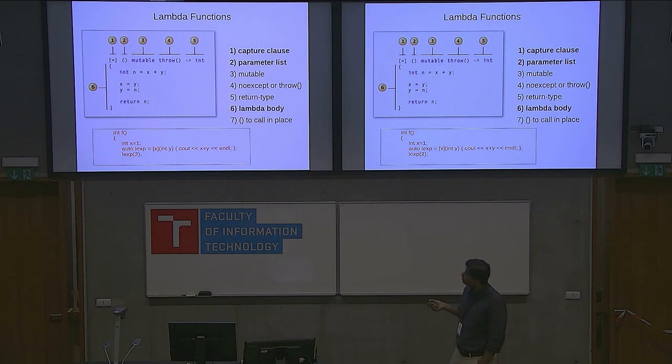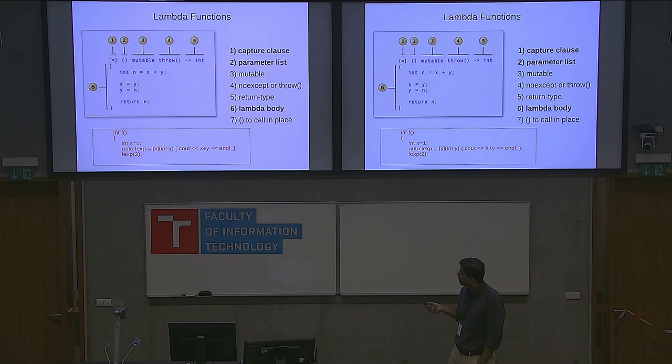So the beauty about this is that as soon as this is created, whatever the value of x is, that's basically what the lambda has. Later on, if you change the value of x, the lambda isn't going to automatically get a new value of x. So the lambda expression gets copies of the variables that you're capturing at the time of creation of the lambda function. That's the idea I'm trying to get across here, right?